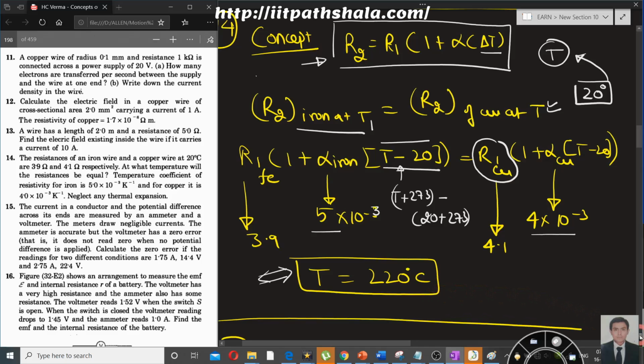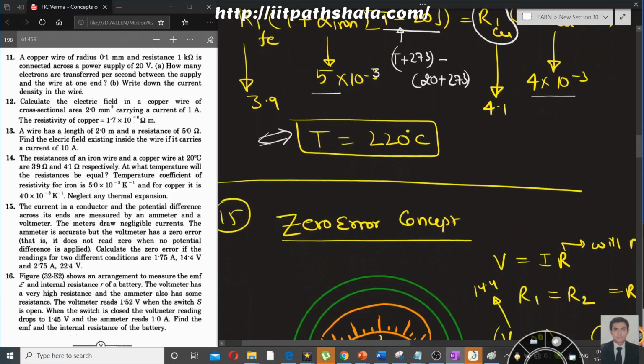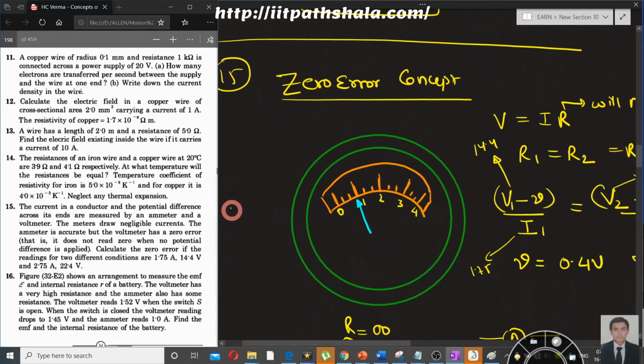Now moving forward to the next question. The current in the conductor and the potential difference across the ends are measured by the ammeter and voltmeter. The meter draws negligible current. The ammeter is accurate, but the voltmeter has a zero error.